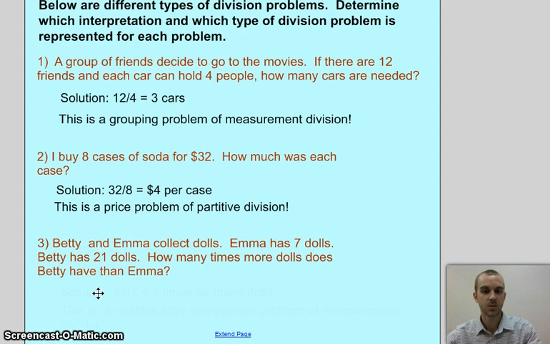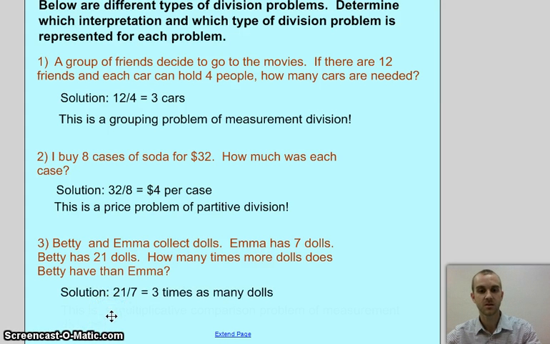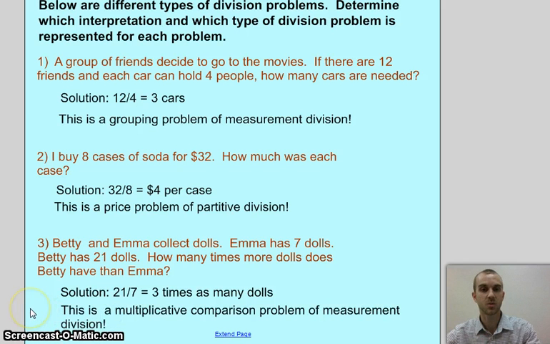And the last one, Betty and Emma collect dolls. Emma has 7 dolls, Betty has 21 dolls. How many times more dolls does Betty have than Emma? She has 3 times as many, and we say this is multiplicative comparison and it's a measurement.